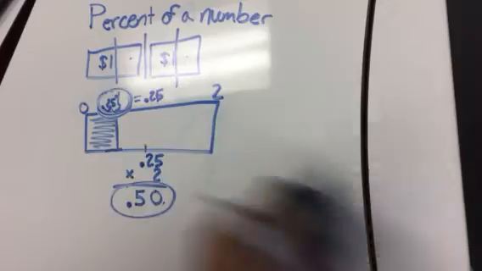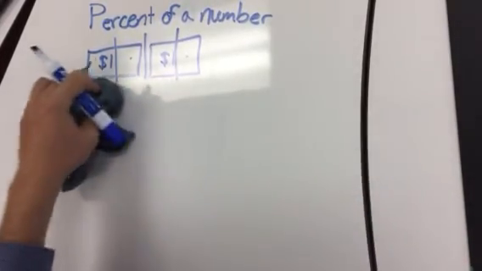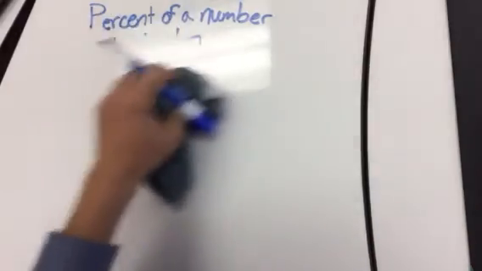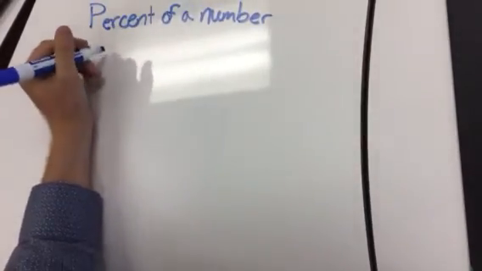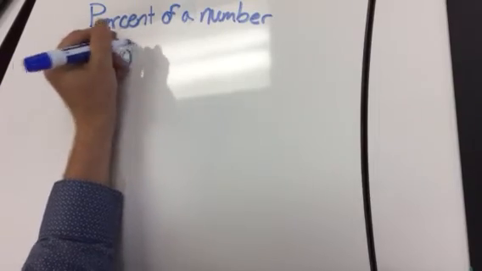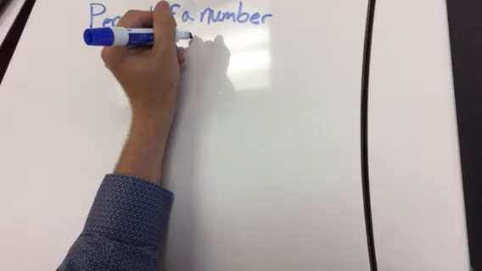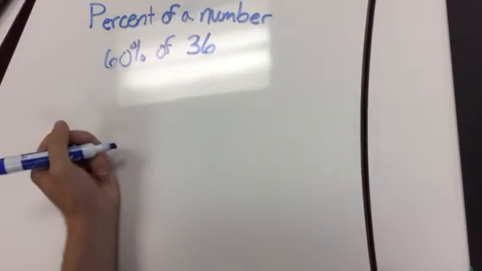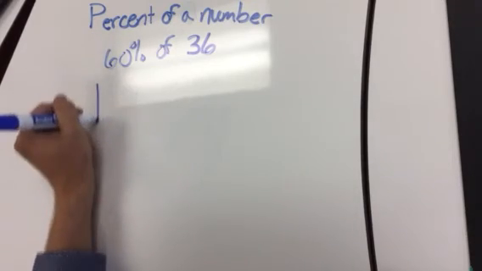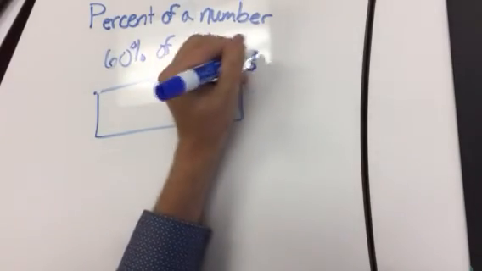I'm going to do one more example, and then I'm going to leave it to you to do the rest. I don't need this dollar sign anymore. If I said that I want 60% of, let's try 36. Let's see what that does. Yeah, we'll try it. I'm going to make my little bar here. My total is 36.